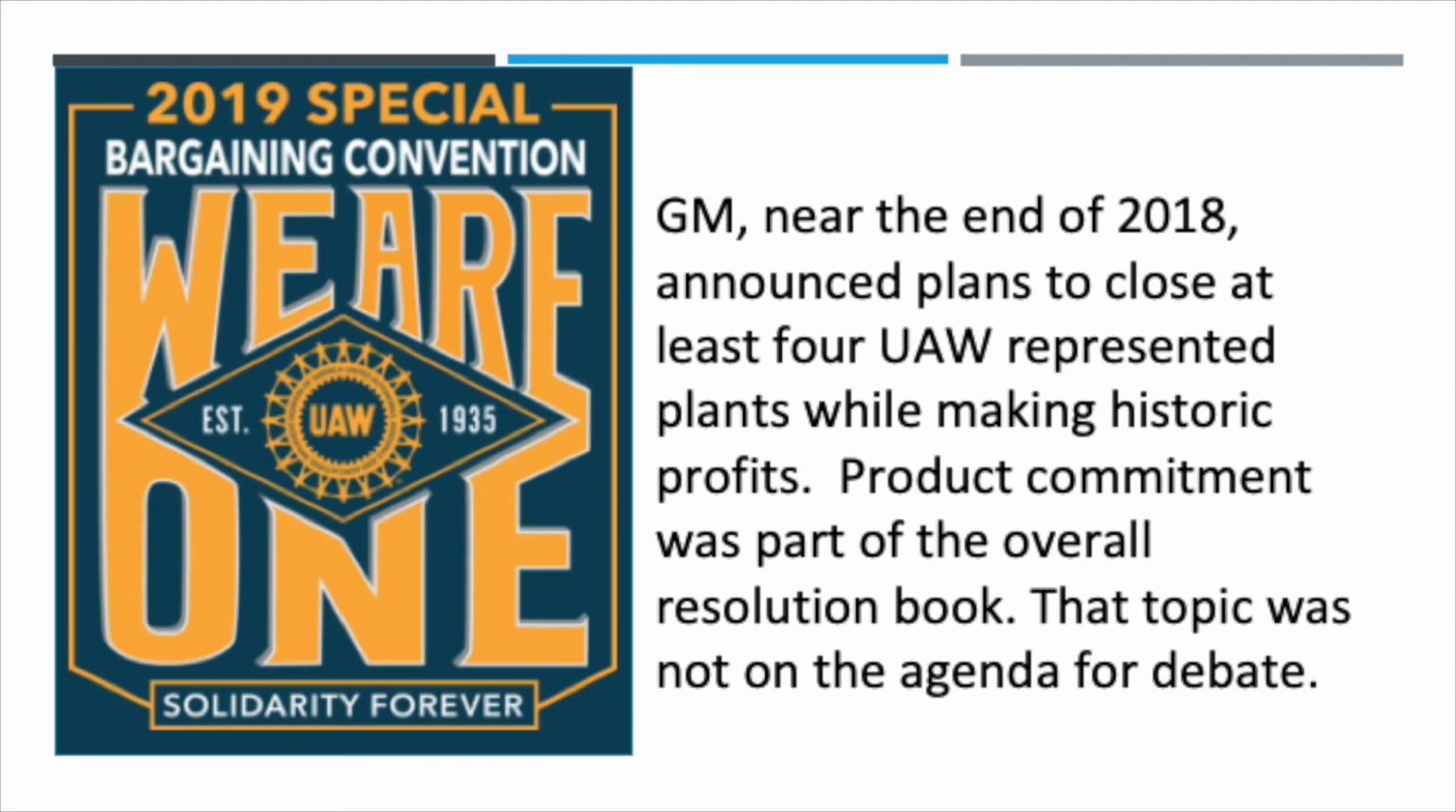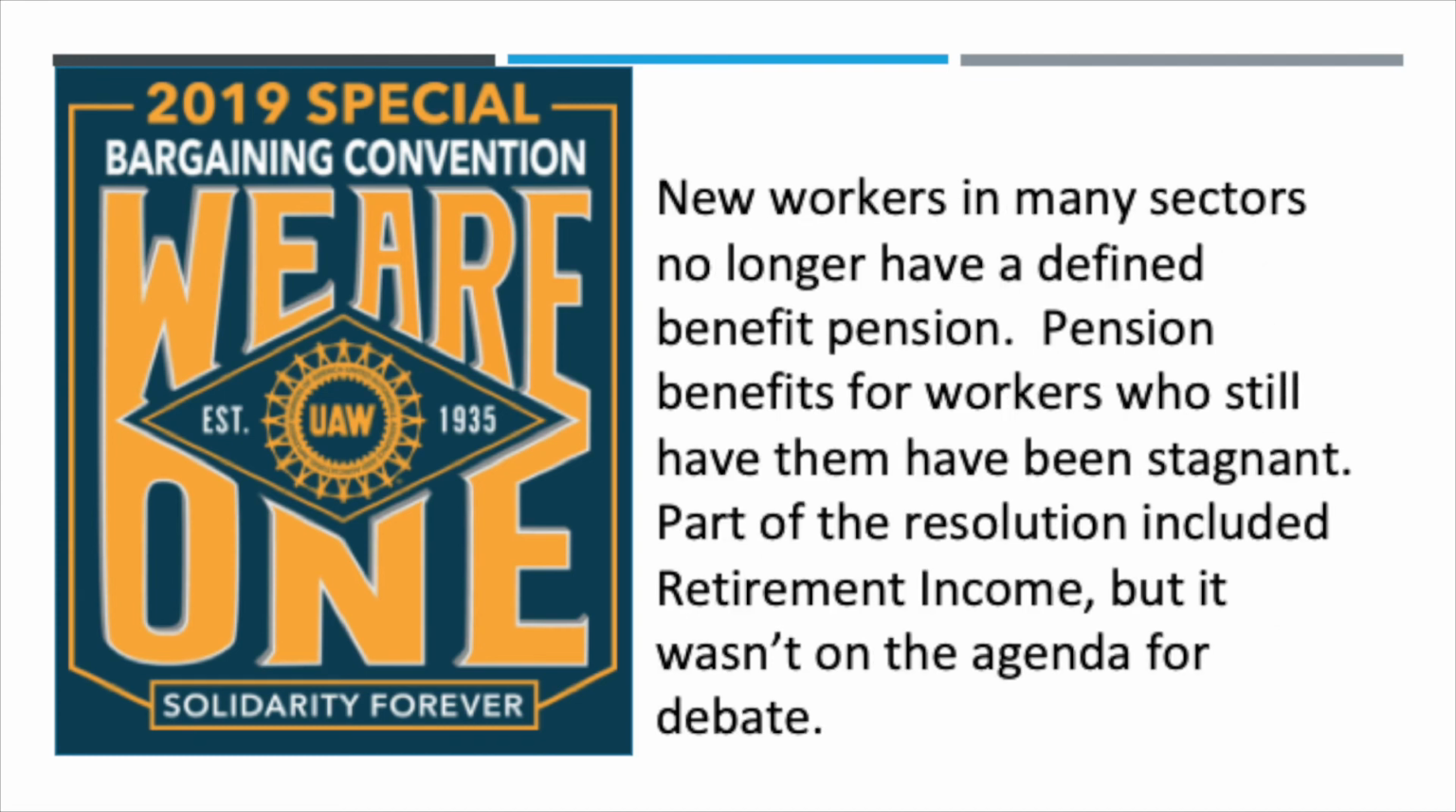So GM, you'll recall, at the end of 2018 announced plans to close at least 4 UAW-represented plants while making historic profits. Production commitment was part of the overall resolution book, but that topic was not on the agenda, the printed agenda for debate. New workers in many sectors no longer have a defined benefit pension. Pension benefits for workers who still have them have been stagnant. Part of the resolution included retirement income, but again, it wasn't on the agenda for debate.